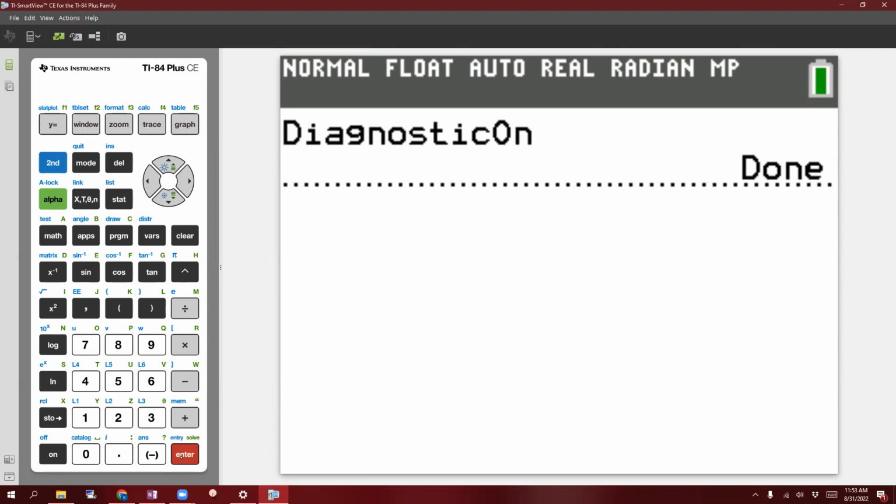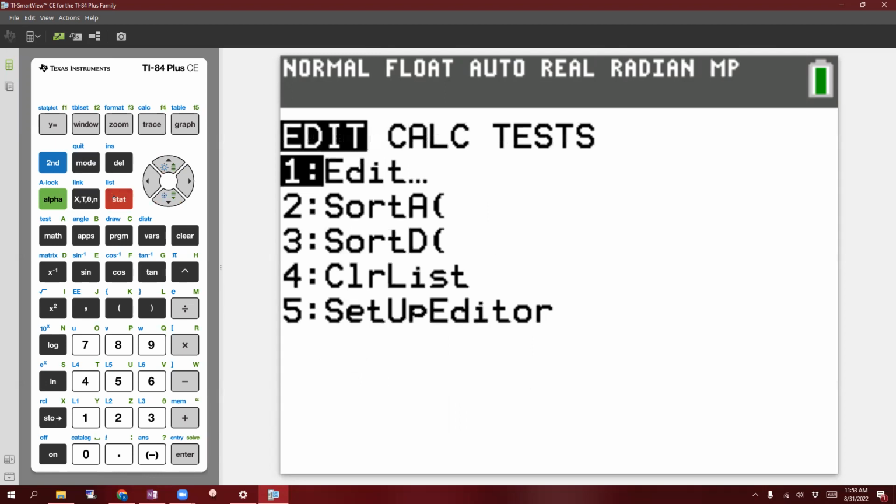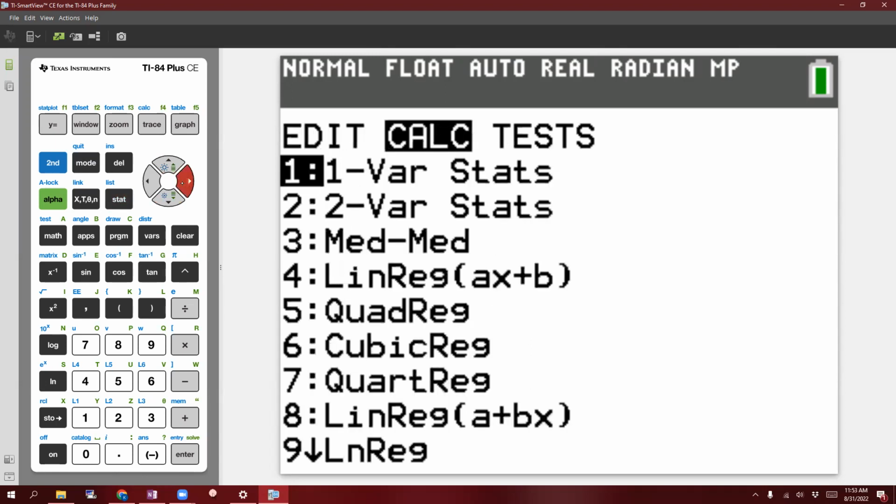Next, we go to stat, calc, and instead of one variable statistics or two variable that we've been dealing with, we're going to go to number 4. And from number 4 down quite a ways are all the different types of regression lines or regression models that your calculator can come up with. Number 4 and number 8 are the exact same. I have no idea why there's two of them, but they're both linear regression.